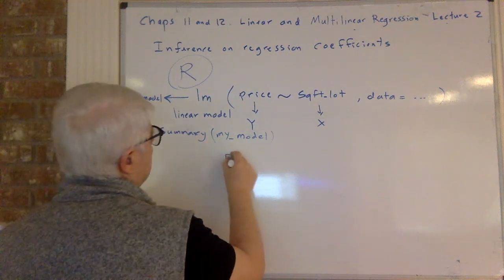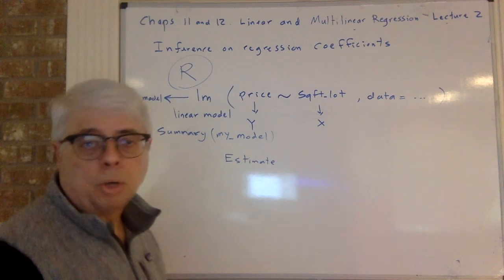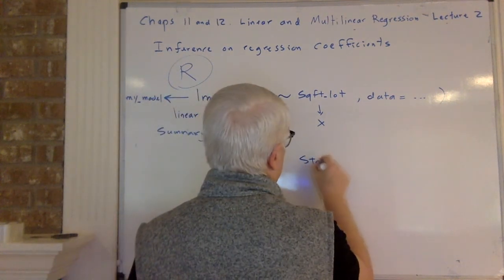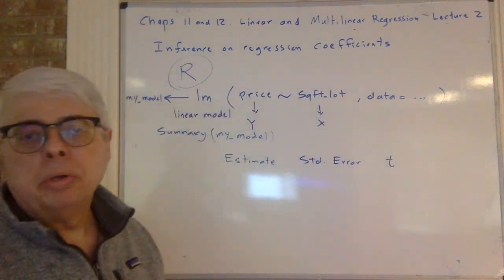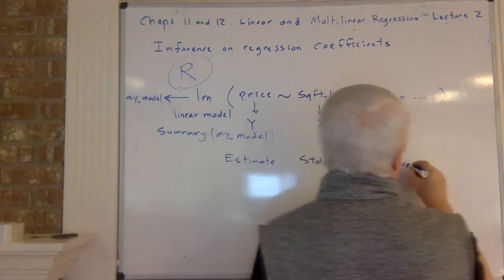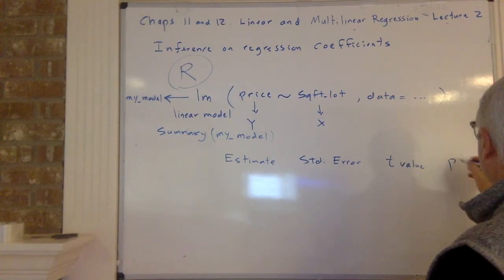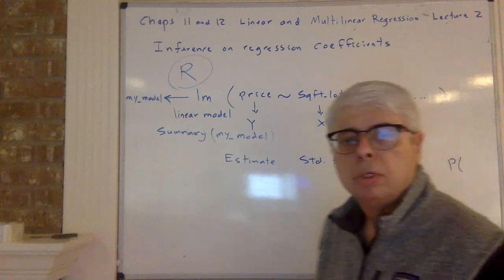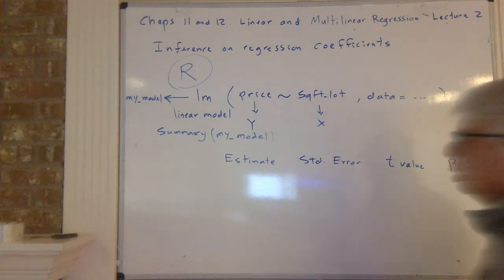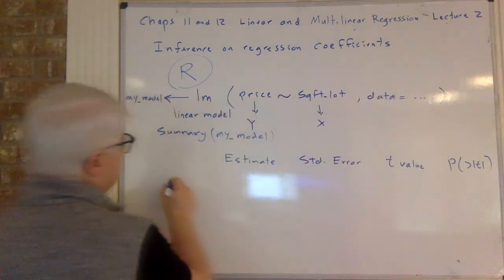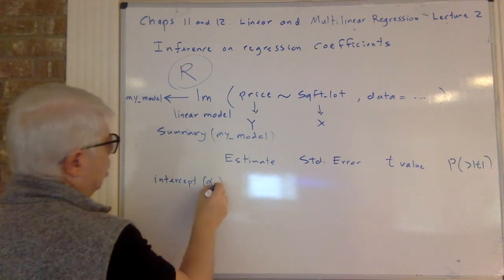So the estimate one has estimate on top, then it has standard error, and it has T value, and this is P. It's something like this: P of bigger than. So the estimate, the first row is intercept. Intercept is alpha 0, alpha 0 in our notation.